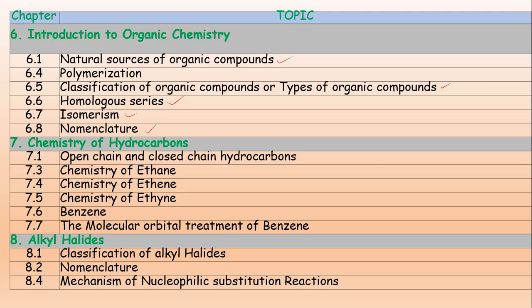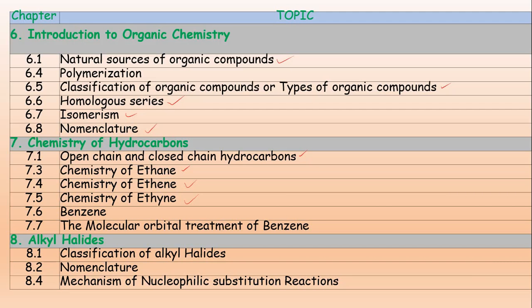Then chapter number 7 is the chemistry of hydrocarbons, one of the very important chapters. In this we will discuss what is the difference between open and closed chain hydrocarbons, chemistry of ethane, chemistry of ethene, chemistry of ethyne. In these compounds, we will discuss the introduction, preparation, physical, chemical properties, uses, each and everything we will discuss in detail. Then structure also, what is the structure of ethane and ethene and ethyne.